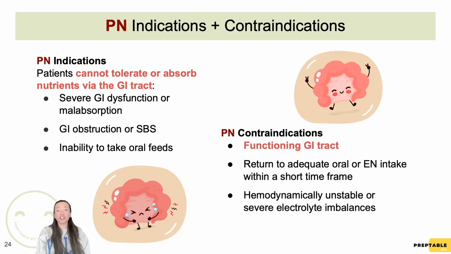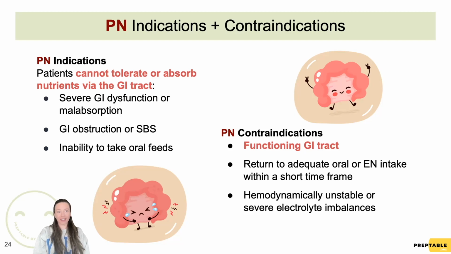Examples are severe GI dysfunction or malabsorption, so think of IBD, Crohn's disease, or ulcerative colitis, GI obstruction, or short bowel syndrome. A patient may also be unable to take oral feeds due to critical illness, surgery, or impaired swallowing. If a patient has a non-functional GI tract, PN should be started within 7 to 14 days. However, if a patient is severely malnourished or highly catabolic with a GI dysfunction, PN should be started within 1 to 3 days of hospital admission.